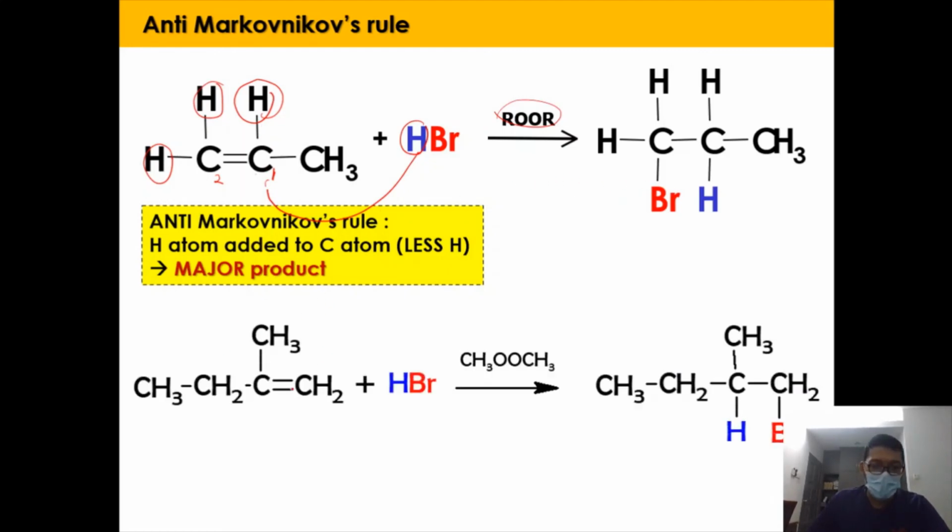Now, another example here, we have a carbon attached with 2 hydrogens and a carbon which has none. So hydrogen is going to be attached to the carbon which has none of the hydrogen atoms. So it's going to produce hydrogen here and Br at this side.